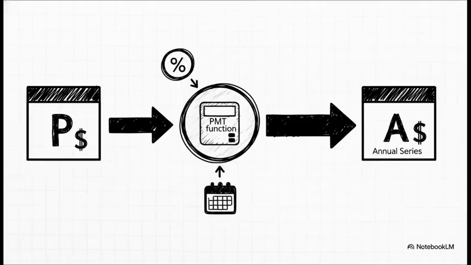And getting the annual series? Oh, that's even easier. Once you have that present worth calculated in a cell from your NPV function, you just use the PMT function. You just point it to the interest rate, the number of years, and that present worth value you just found. Bam! It spits out the equivalent annual series instantly.